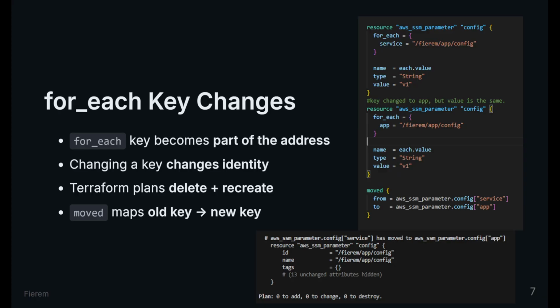With for_each, the instance key is part of the address. Changing a key changes the address, even if the AWS name stays the same. A move block can map one key to another, so Terraform does not churn objects.